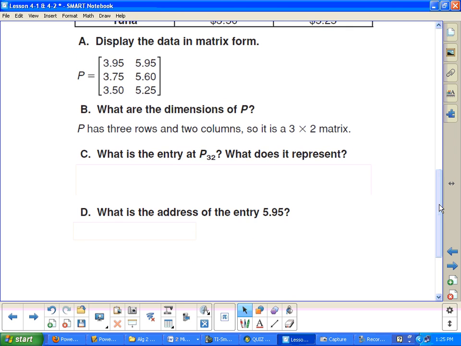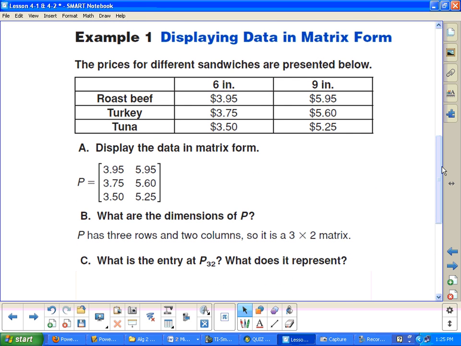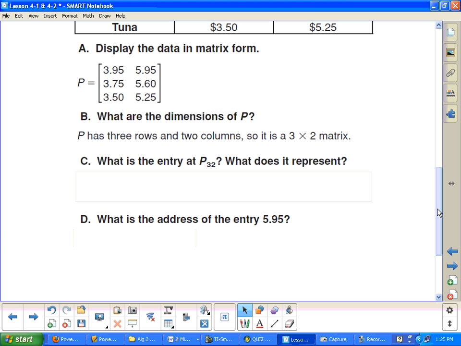So when we're doing the dimensions or the address, we're looking at the matrix, not the data in the table. We don't care about what the labels are. We only care about the numbers that go in the matrix. All right, the entry at P32.